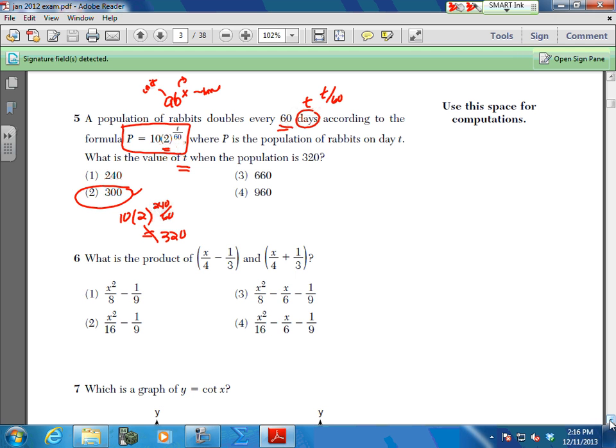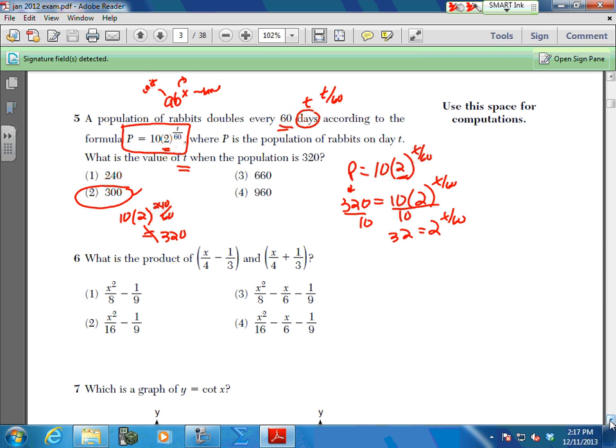The only way to bring down an exponent that's a variable is through a log. So you start like this. This exponent only belongs to this 2, not the 10. So I'm going to divide both sides by 10. Let's plug in your 320. Divide both sides by 10. Get 2 by itself.